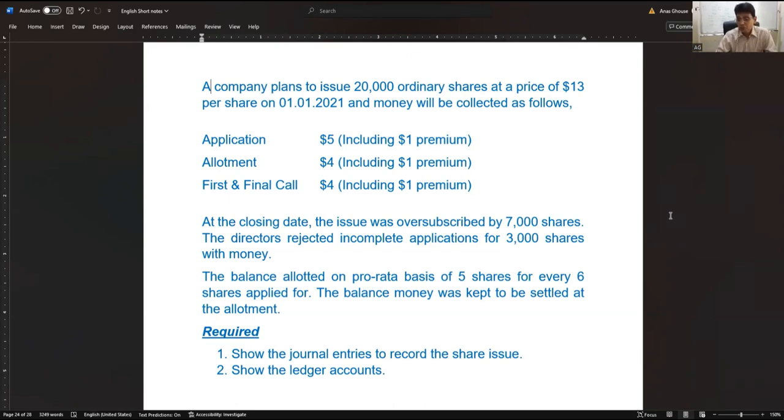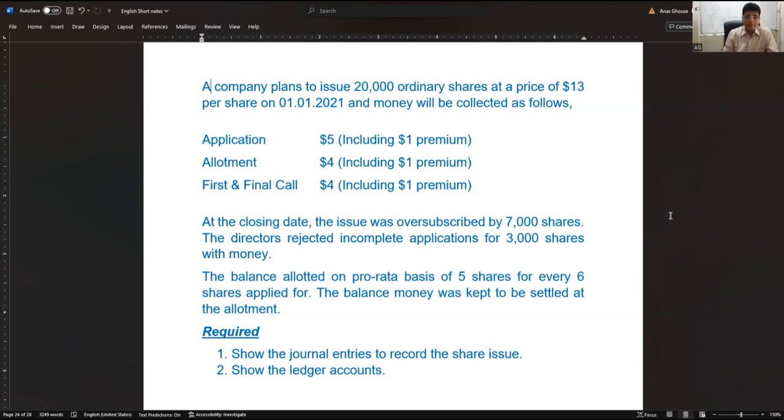In this session, I'm going to discuss a further question relating to share issue. When shares are allotted on a pro rata basis, how do we account for those particular types of questions? So in this regard, I have selected one question. Let's dive into the session and see how we can solve this particular question.